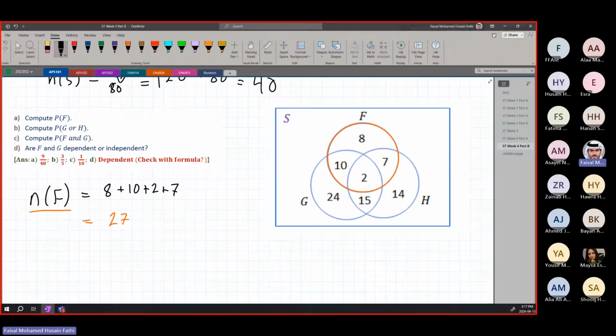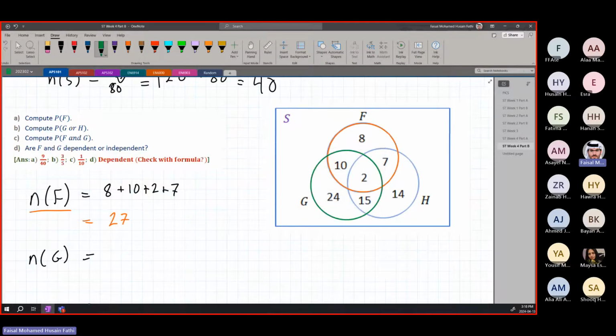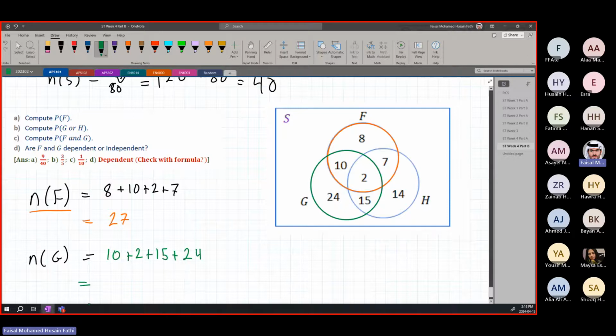So N of G is going to be equal to, let's look at the green circle now, which is G. Remember, this is the circle, and everything inside the circle is going to be a part of G. So N of G is equal to 10 plus 2 plus 15 plus 24, which is 51.